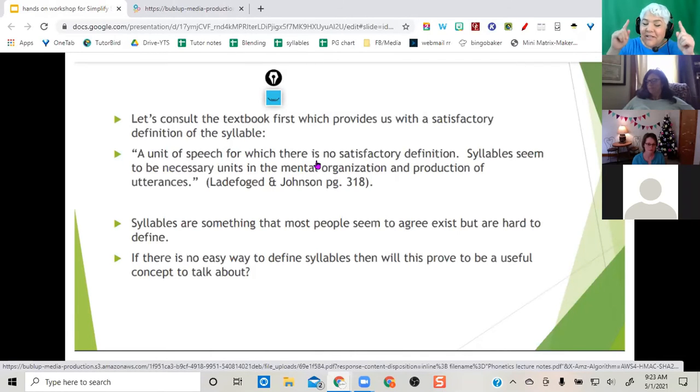Okay, so these are the guys who study language. They say that the definition of a syllable is very, very difficult. They have a hard time defining a syllable. If the people who study oral language have difficulty defining the term syllable, they say it's helpful to be aware of it. But if they say it's difficult to define, we agree that there's going to be difficulty for our students, right? Can we all agree with that? It's going to be difficult for our students.